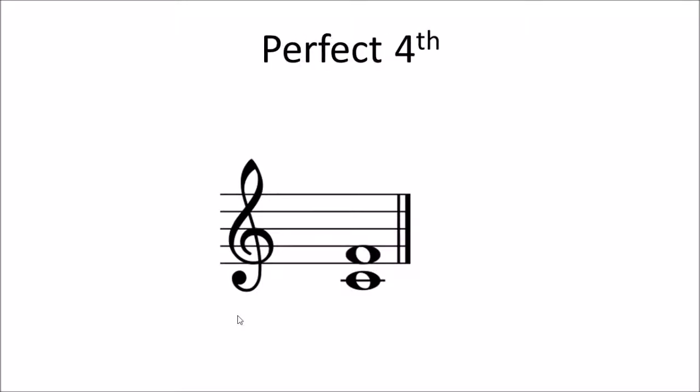Here's the perfect fourth. And the way to spot a fourth is you'll notice that if the root note is on a line, the fourth will be on a space. Or if the root is on a space, the fourth will be on a line. This is unlike the thirds, fifths, and sevenths because they're always on the same as the root. If the root's on a line, the thirds, fifths, and sevenths will be on a line as well. If it's on a space, the thirds, fifths, and sevenths will be on a space as well.